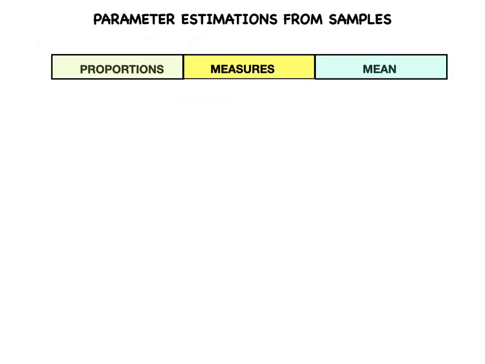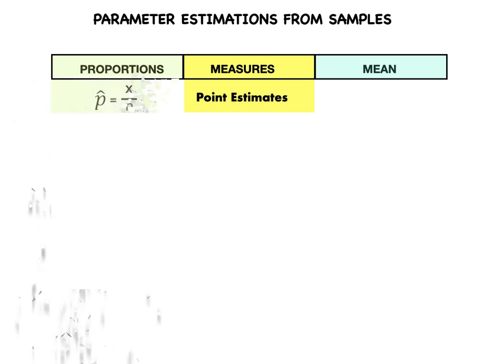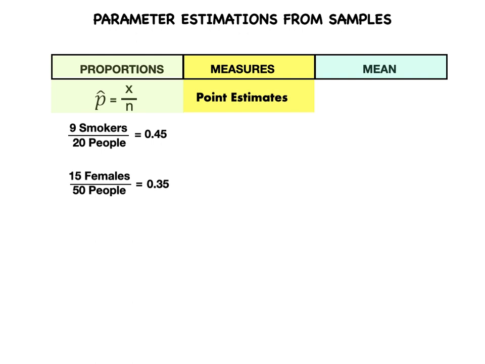Let's take a look at the measures we will be discussing in this presentation. The first item of interest is called point estimates, which are single values calculated from the data that are meant to be representative. Proportions are written as p hat and are determined by counting all the occurrences of interest, x, and dividing by the number of all observations. X is the count of all items of interest, like the number of smokers or females in the sample.